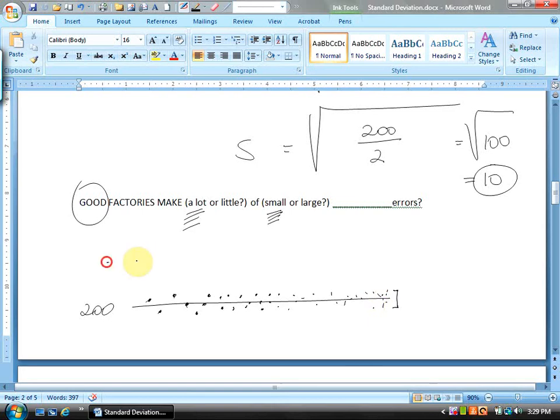Now here would be a bad factory. The bad factory promises to put 200, but they can't control the process. Their machines or their workers are making a lot of errors, so they're putting 200, 180, 220, and therefore they bounce farther overall from the actual quantity they promised. So at the end of the day, the width here is much wider. So this means larger standard deviation.